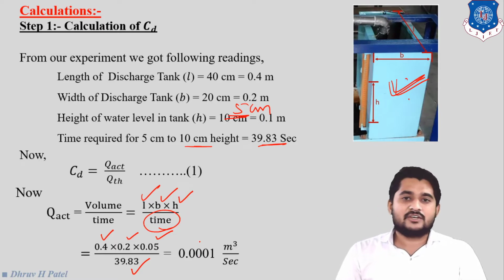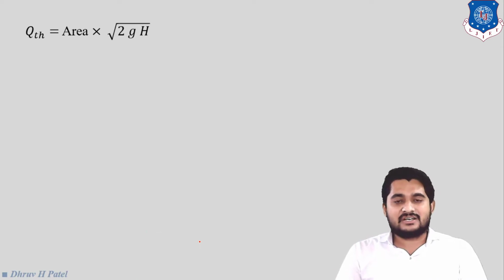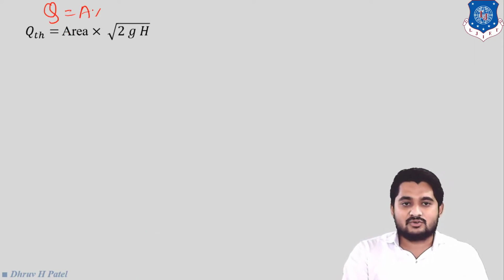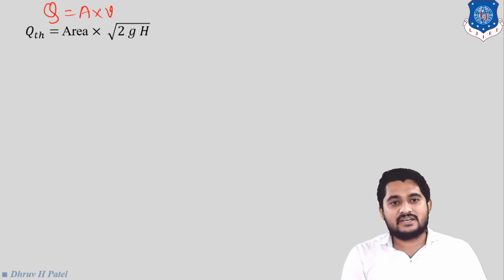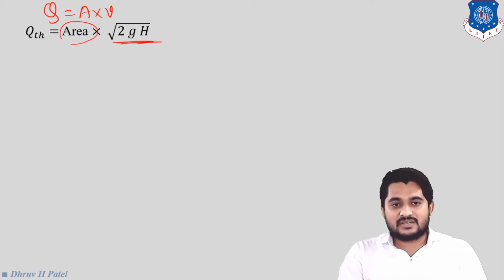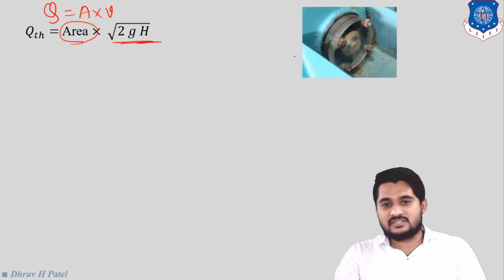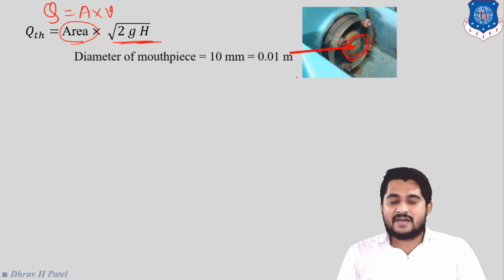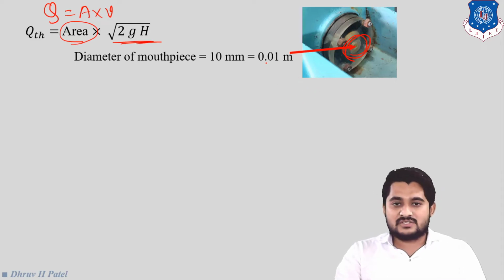Now we have to find Q theoretical. For the Q theoretical, we have an equation. We know Q is equal to A into V, that is Q is equal to area into velocity. So for the theoretical data, the theoretical velocity will be under root 2gh, right? So for the area, we have to see this mouthpiece. See, here an external mouthpiece is attached in our experimental setup. So the diameter of the mouthpiece will be 10 mm, so that will be 0.01 meter.